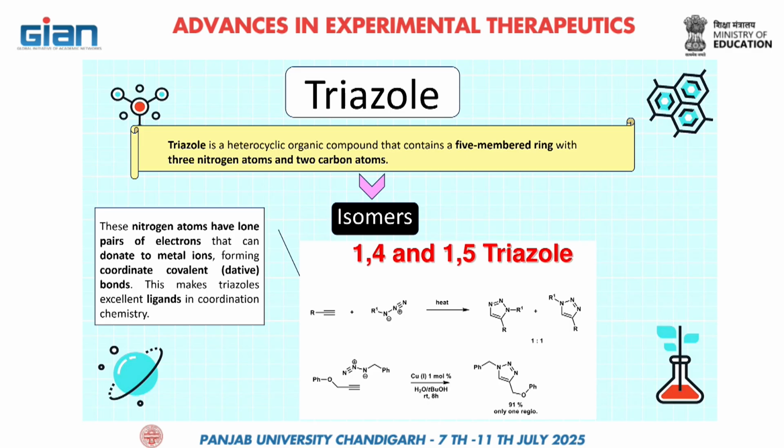Now, triazole. Triazole is a heterocyclic organic compound that contains a 5-membered ring with 3 nitrogen atoms and 2 carbon atoms. When the triazole was formed, 2 isomers were formed, that is 1,4 and 1,5. With copper, it leads to the formation of the 1,4 isomer, which we mainly use in our labs.